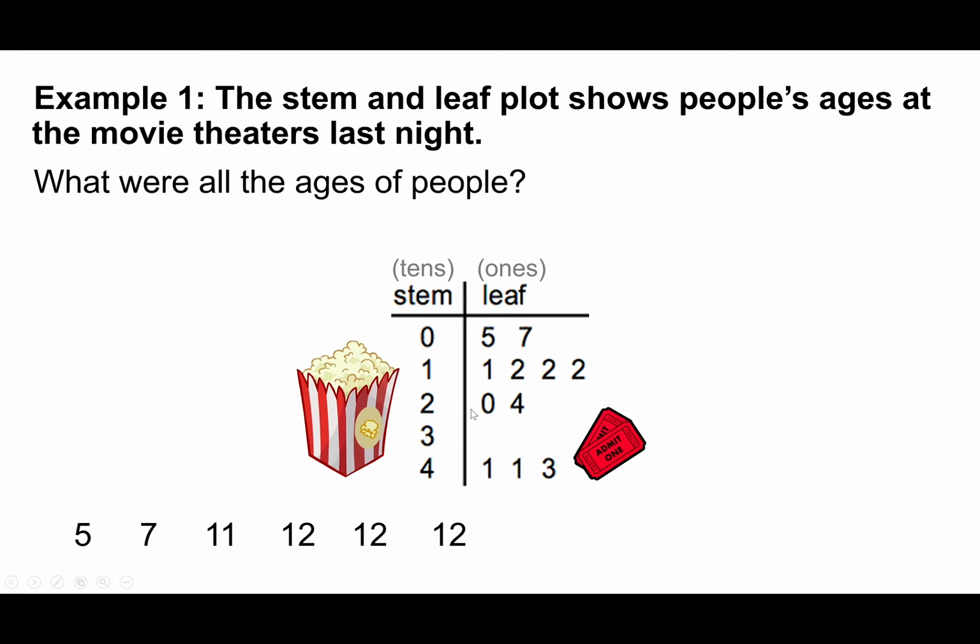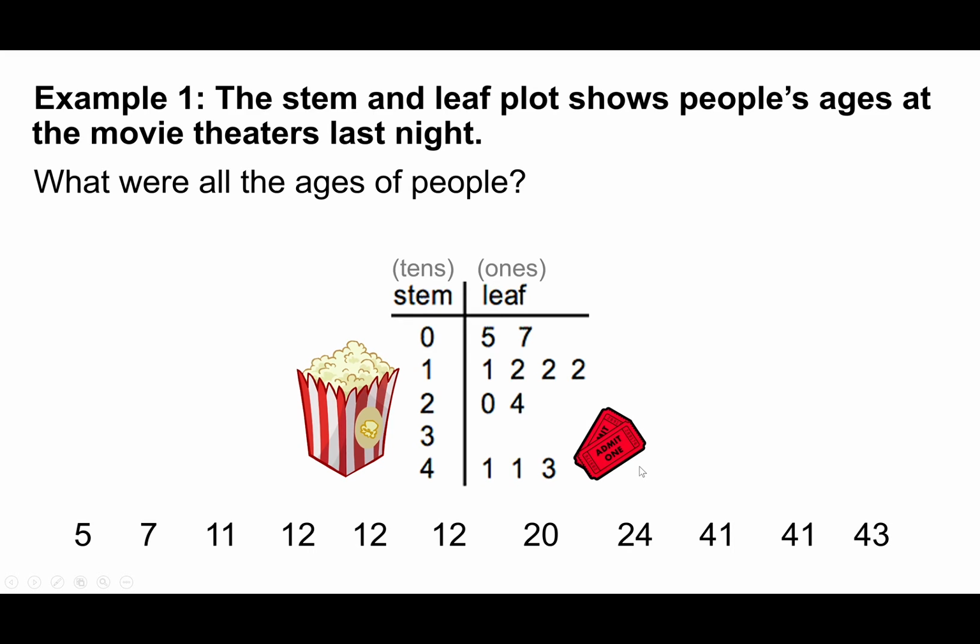And then we move on to the 20s. I see a 20-year-old, that's 20. This is 24. Is there anyone who's in their 30s? No, not really. I don't see anything. It's blank, right? We can move on over to the 40s. This is 41, and this is 43.